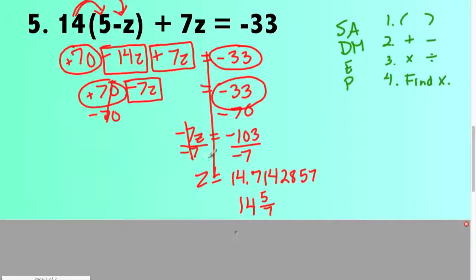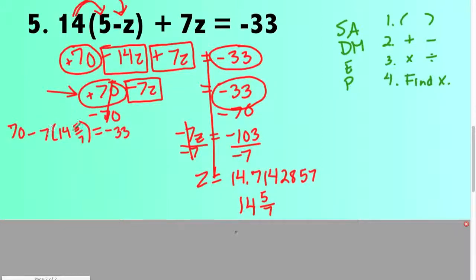So if you were to plug it back in, you'd have 70 minus 7 times 14 and 5/7 should equal negative 33. And I actually plugged it into this line because up here we'd have to plug it in twice and we already combined like terms. So this is actually simpler if you go to this line and plug it in, where the z is just by itself and there's not two different terms with z in it.